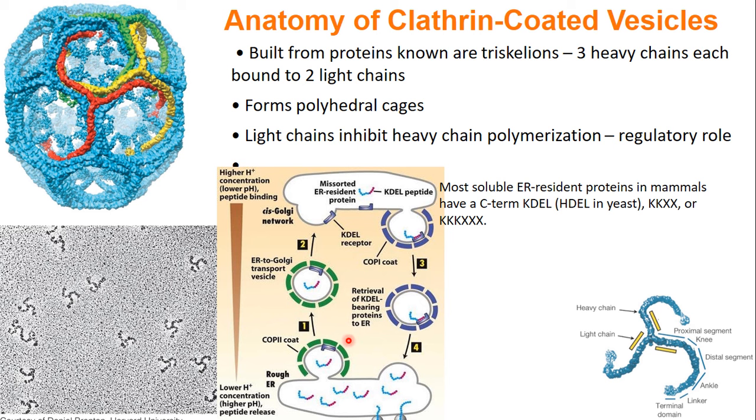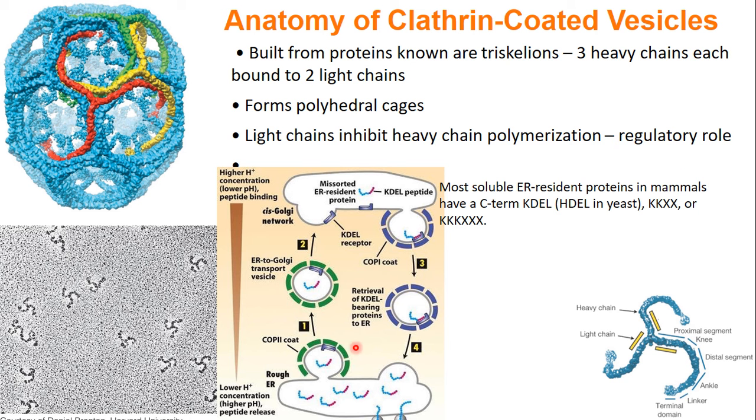Here is an image of COP1 and COP2. So KDEL says that you're supposed to be an ER protein. Most ER proteins in mammals have a KDEL on their C terminus: lysine, aspartic acid, glutamic acid, leucine. Yeast have HDEL, or you can have KK, anything, anything, or KKK, anything, anything, anything. These C terminal tags say you're supposed to be in the ER.